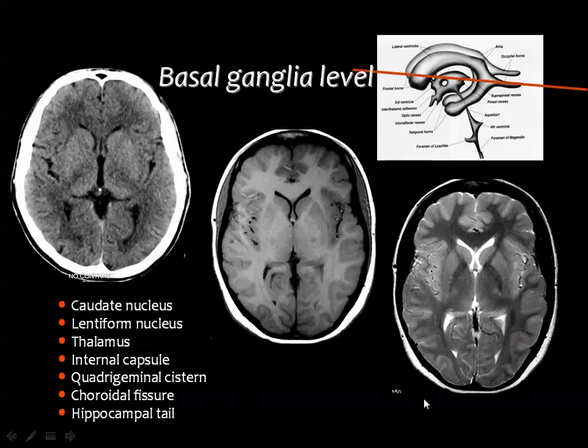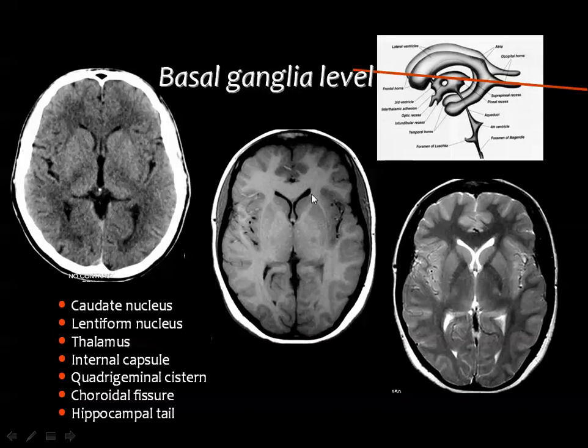Then we are cutting here. These are the ventricular system: fourth ventricle, third ventricle, and two lateral ventricles. If you are cutting at this level, it is known as the basal ganglia level. In this level you can see the frontal horn of the lateral ventricle and the occipital horn of the lateral ventricle. In between you will see the third ventricle. This is a CT image, axial T1, axial T2 MRI.